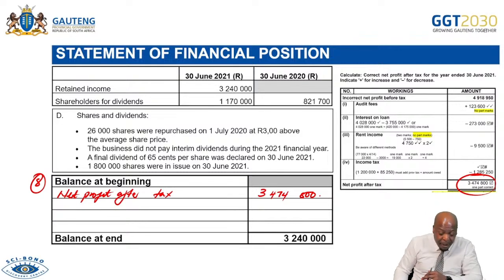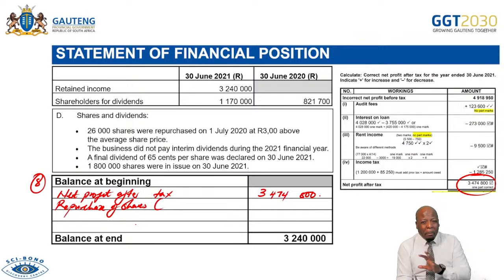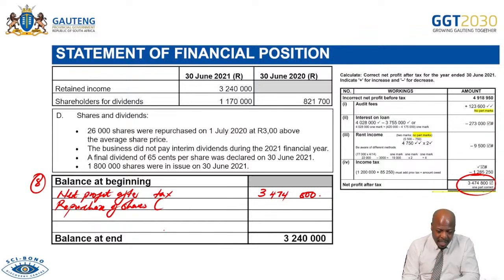Then after that, what comes next? We know by format that here I should have my repurchase of shares. So format is of great importance. Format, you must see it even when your eyes are closed. That you have balance at the beginning, your net profit after tax, repurchase of shares, ordinary share dividends. You should know your format. Format, very important. If you have not yet written your March test, remember to practice formats.